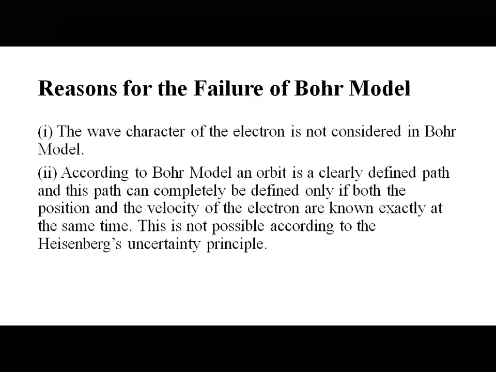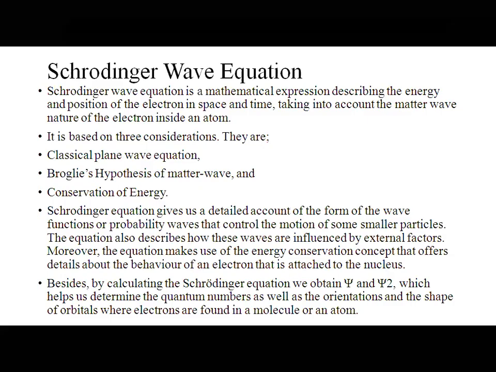Reasons for the failure of Bohr's model. With these reasons only, we'll proceed further. The wave character of the electron is not considered in Bohr's model. Bohr did not consider it. Who said it? It was said by de Broglie. Electrons are moving in the form of waves. According to Bohr's model, an orbit is a clearly defined path, and this path can completely be defined only if both position and velocity of the electrons are known exactly. Therefore, it is not correct in case of Heisenberg's uncertainty principle. That was another reason for the failure.